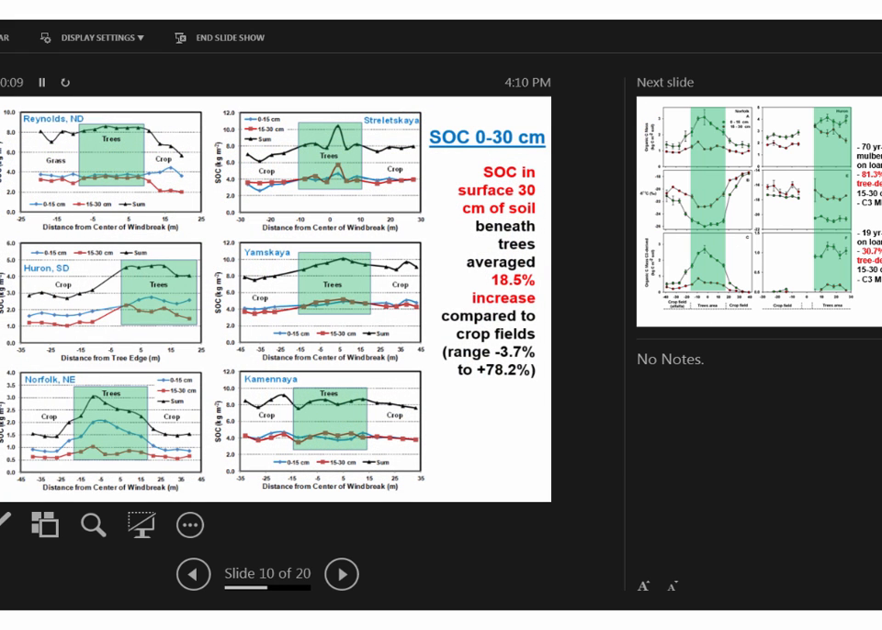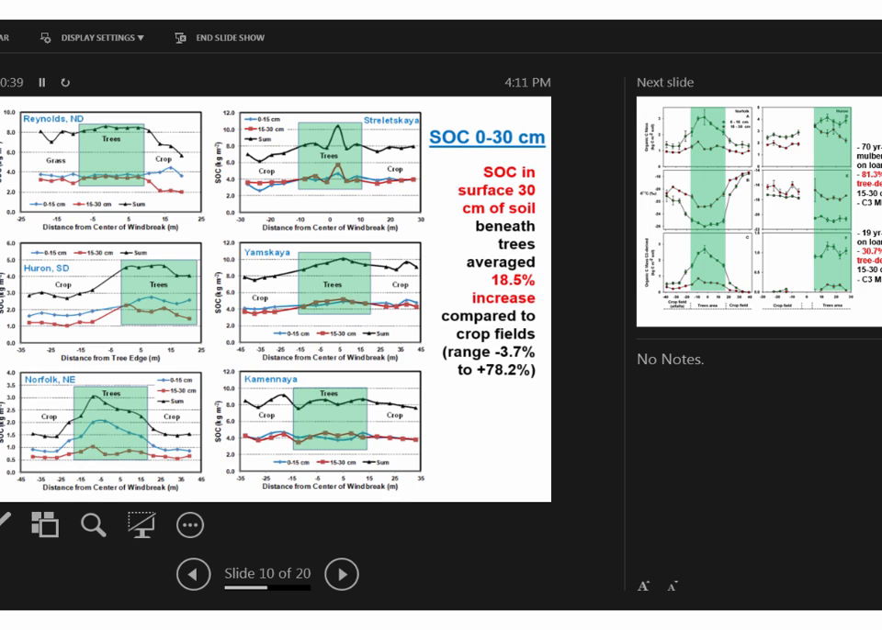So this is the same slide I showed this morning. And so we have the gradient from north to south on the U.S. sites. The shaded areas are the areas that were in trees. The Huron site was a tree planting, and it's just got crop on one side. The other two are proper windbreaks, and the Russian sites are all proper windbreaks where we could sample crops on both sides and the trees in the middle.